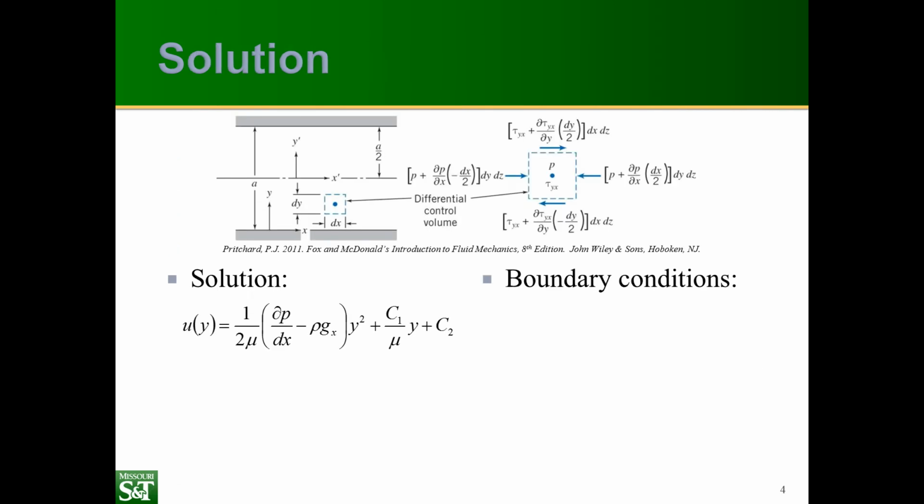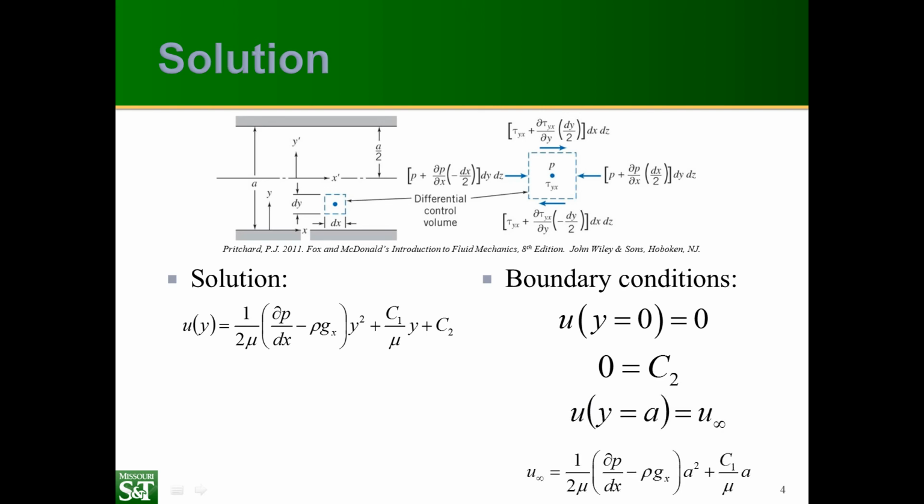So the solution, after we integrate twice, looks something like this equation right here. What we're going to do next is start applying our boundary conditions. So our first boundary condition is that u has to be 0 when y is equal to 0 at the bottom surface, the non-moving surface. So that tells us that C2 is going to be equal to 0. Because if you replace this y with a 0, this y with a 0, and this u with a 0, you get 0 equals C2.